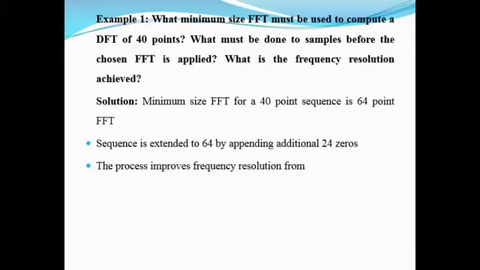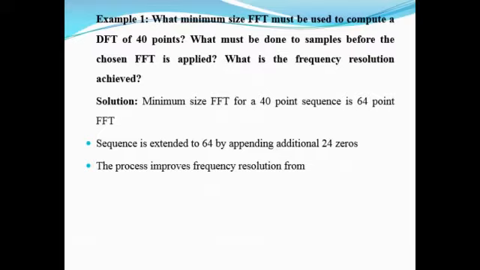To find the solution, first we look into the minimum size FFT for a 40-point sequence. We cannot go with a lower number of points, because what we have is 4, 8, 16, 32, 64 and so on. Since 32 is lesser than 40, we cannot go with it. So we cannot go lesser than this. We have to go with the next value after 40, that is 64. So that is what we consider here, 64.